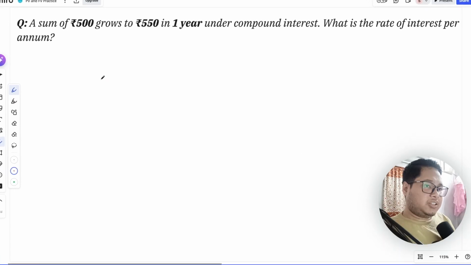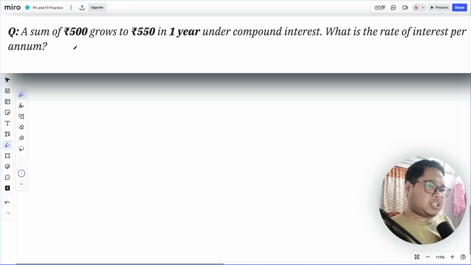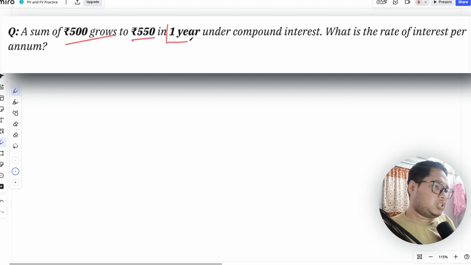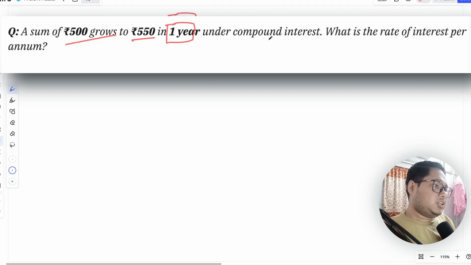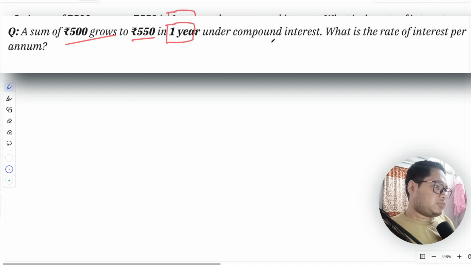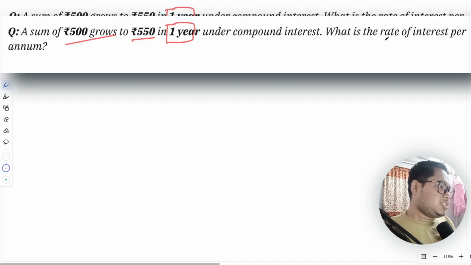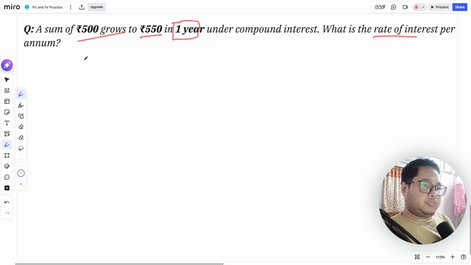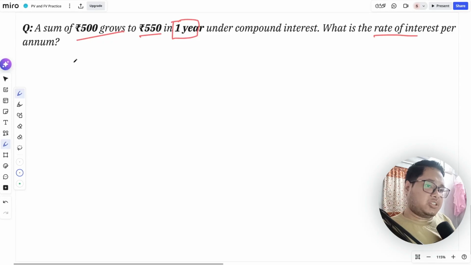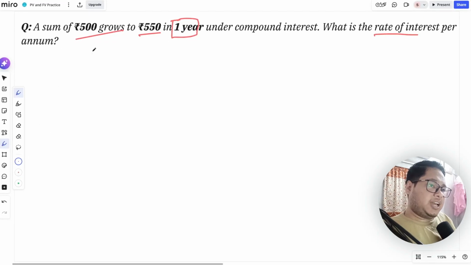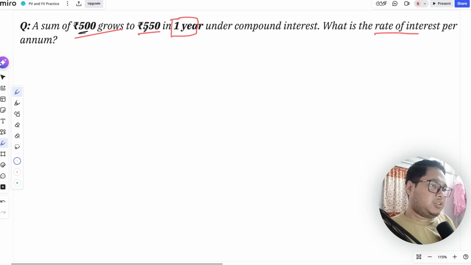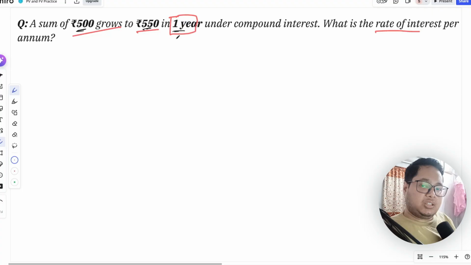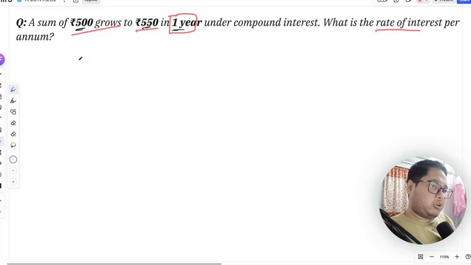You can see I have taken a question here: a sum of 500 grows to 550 in 1 year under compound interest. So the question is, what is the rate of interest per annum? If you see it in the present value and future value formula way, then we have the present value, we have the future value also, and we know the tenure, which is 1 year. So what we need to find is the R in that formula, right?